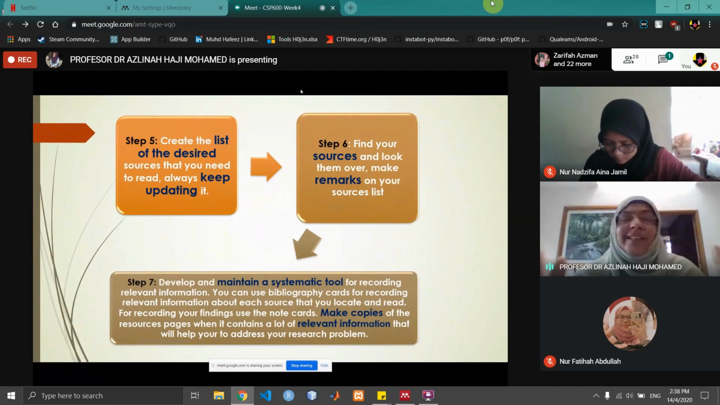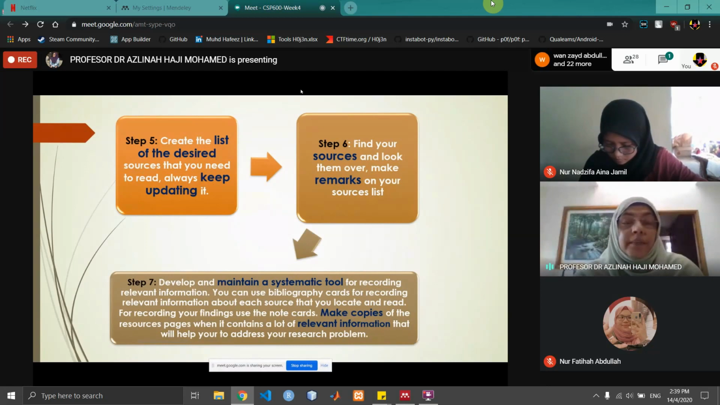So please make sure that this is in your list, because when you start writing, all this will have to use the APA standard. When you create the APA standard, you have all in full, so it's easier for you to look back and also to cite later on in your thesis.